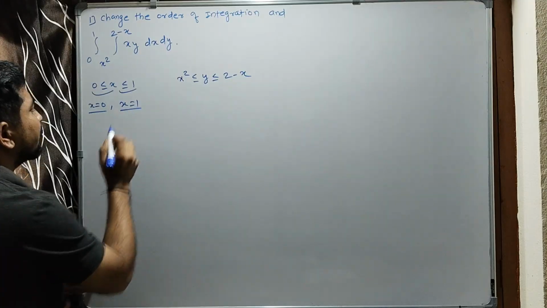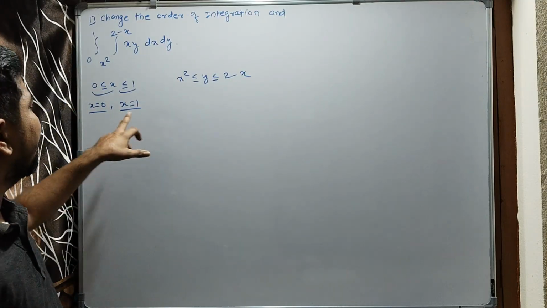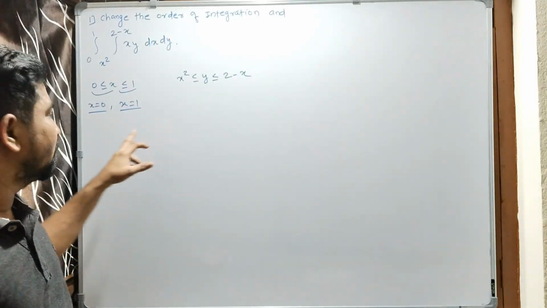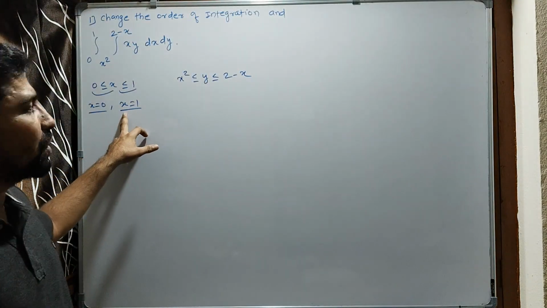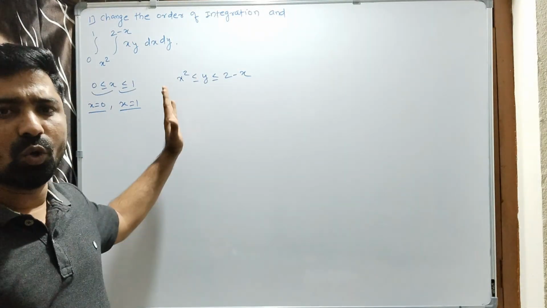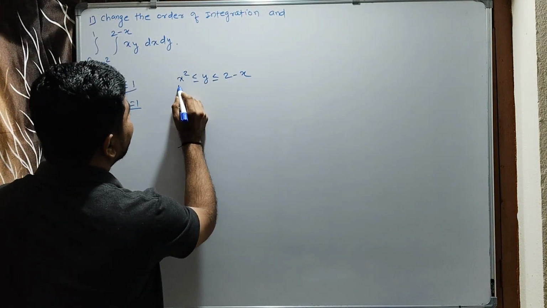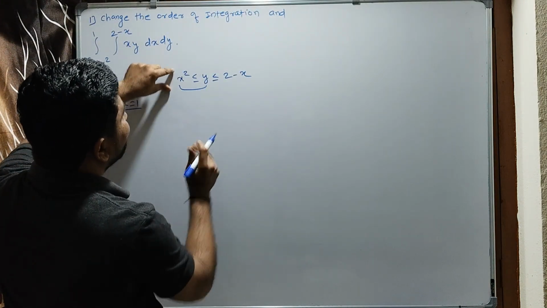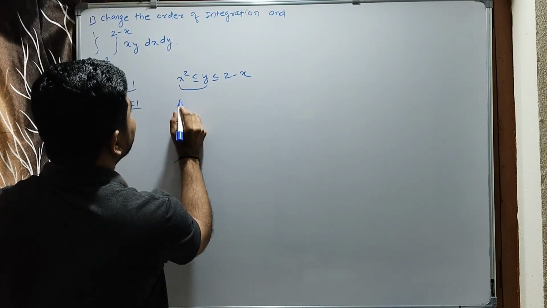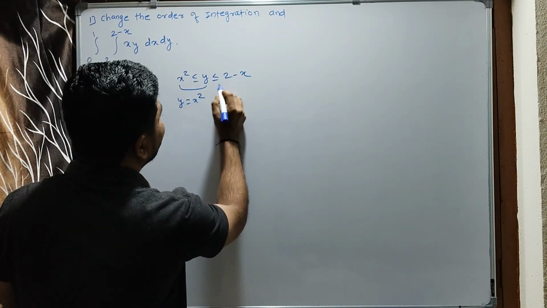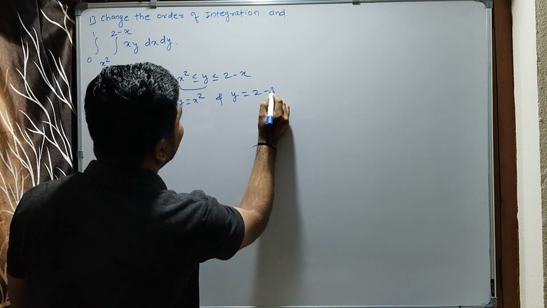So I got the two lines x equal to 0 and x equal to 1. x equal to 0 means the complete y axis, and x equal to 1 is the line which is parallel to the y axis. Now I want to solve this interval. At the left end of the closed interval x square to 2 minus x, y must be equal to x square, and at the right end y equal to 2 minus x.